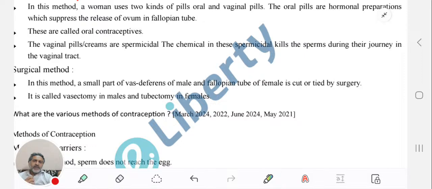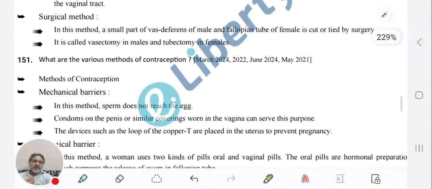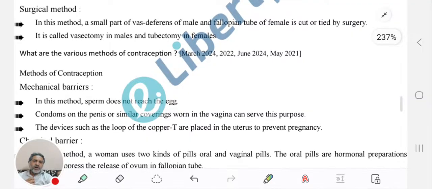The vaginal pills and creams are spermicidal. The chemical in these spermicidals kills the sperm during their journey in the vaginal tract. Surgical method. In this method, a small part of vas deferens of male and fallopian tube of female is cut or tied by surgery. It is called sterilization. It is called vasectomy in male and tubectomy in female.